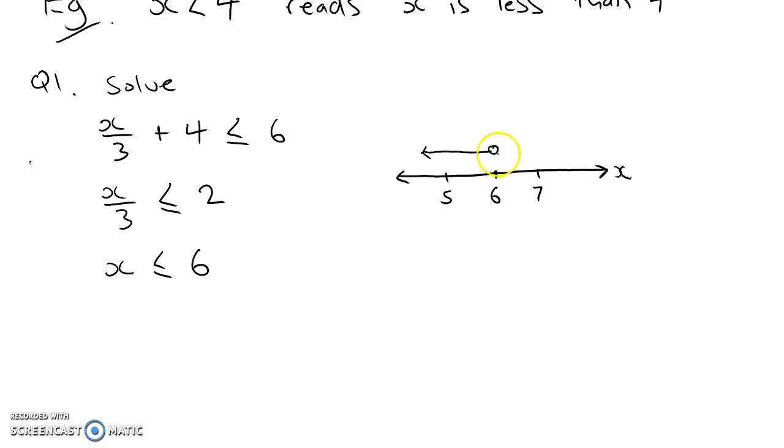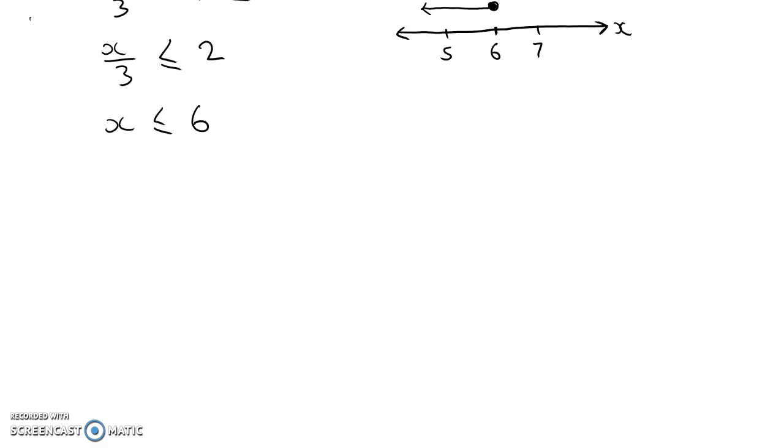Now, this circle here is really important. If our inequality is less than or equal to, or if it was greater than or equal to, we colour in this circle. And that tells us that x can equal that value there. The next question we'll do will be a little bit different, and we won't be colouring in the circle. So let's have a go at another one.